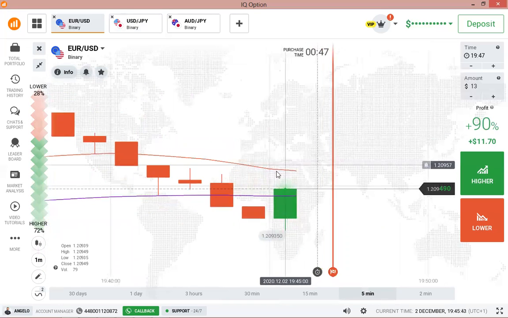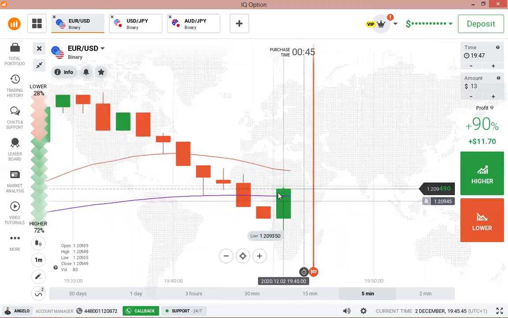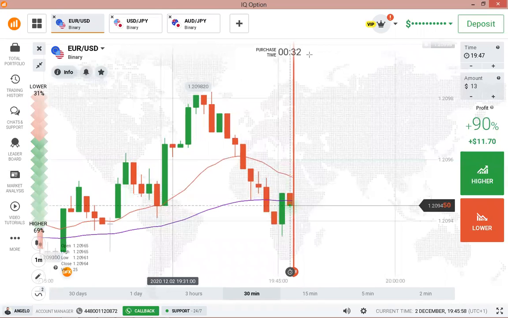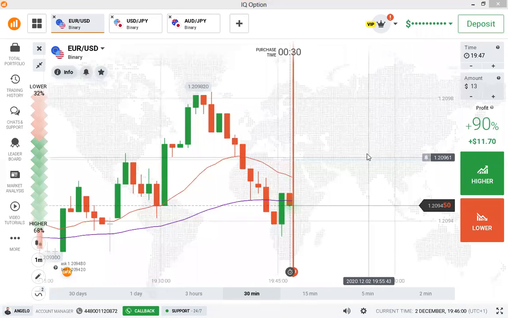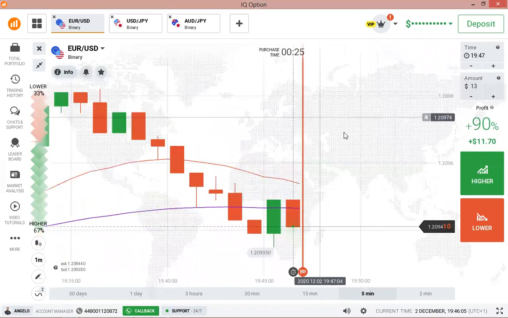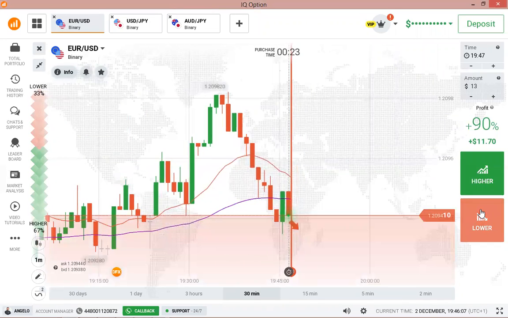Okay, now you see the bias is coming to this level, this area of support here. You see it close, if it closes between these two moving averages. What happened? I think the time is against me. Come on.